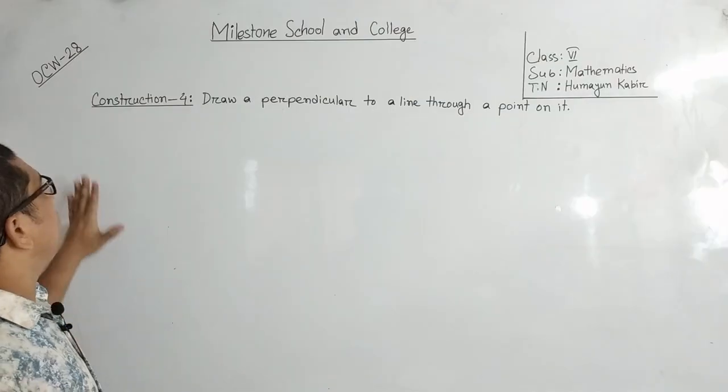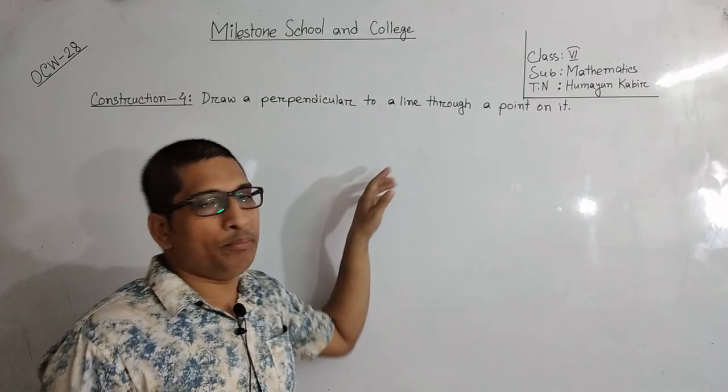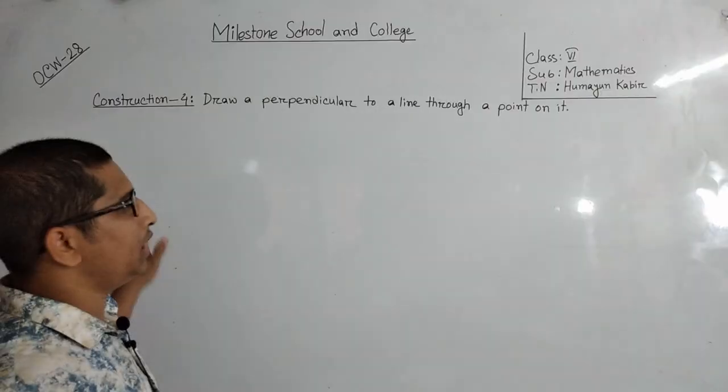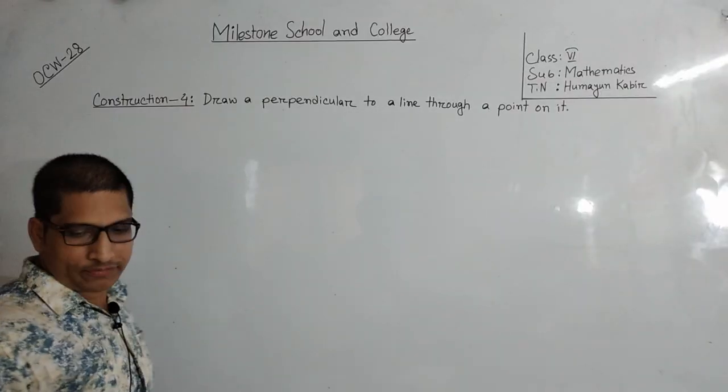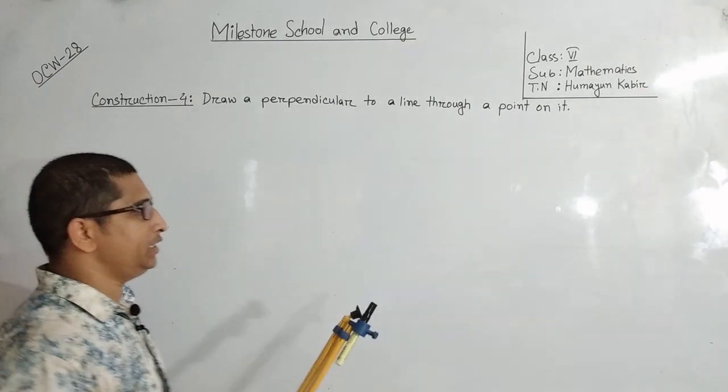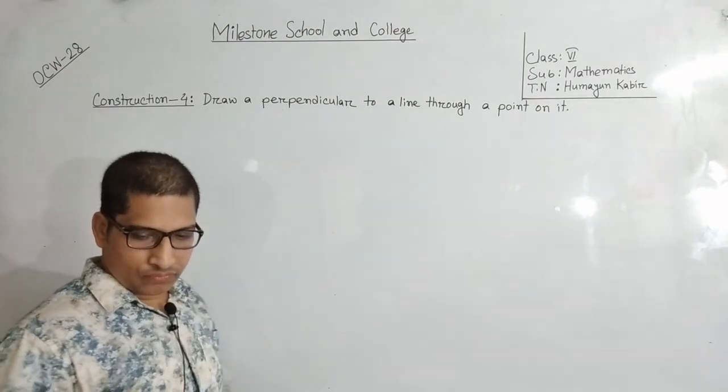Our today's class is OCW number 28. Here, we will learn construction 4 and 5 and we will follow the method 2. Now, first question, construction 4. What is the question? Here, question is draw a perpendicular to a line through a point on it. Okay. So here we will draw a perpendicular to a line through a point. So at first I will show you how to draw this one. After that we will write there construction 4.